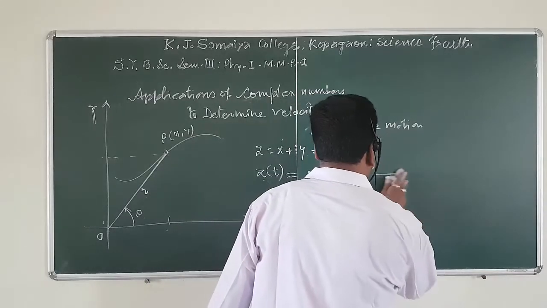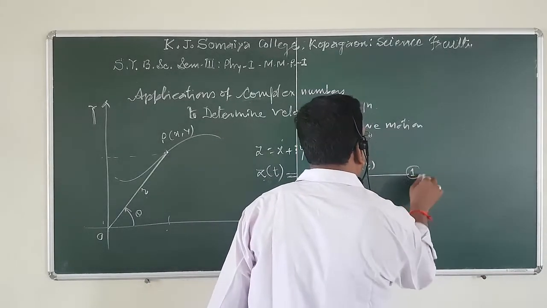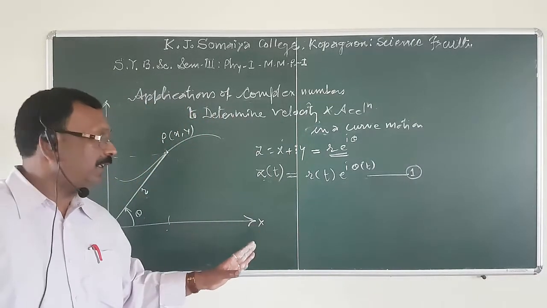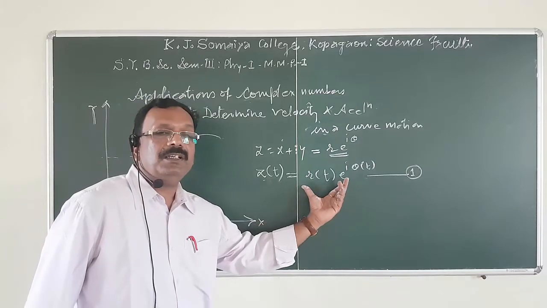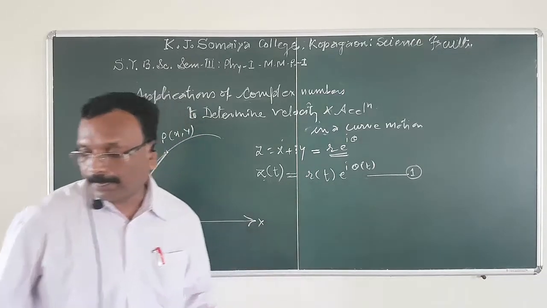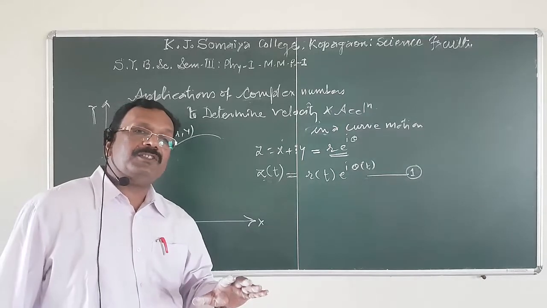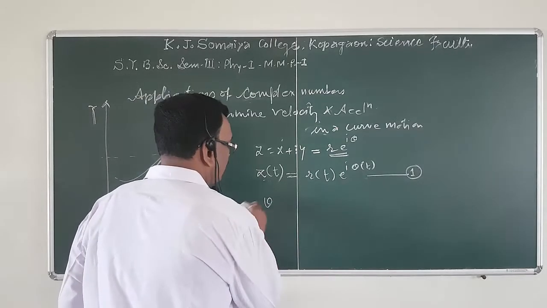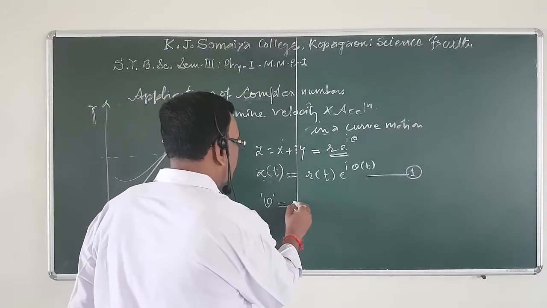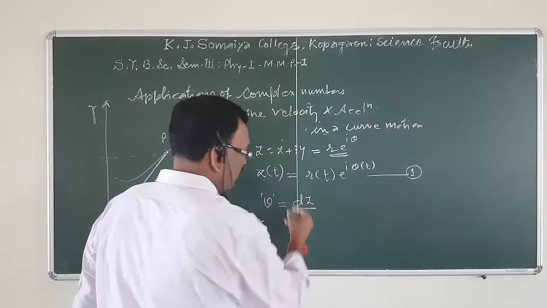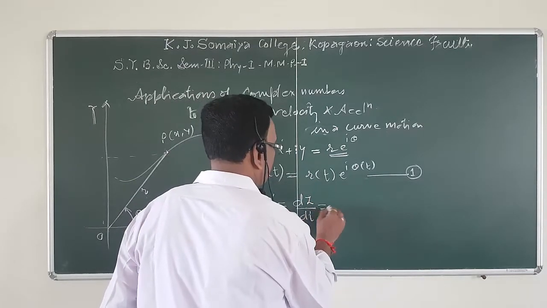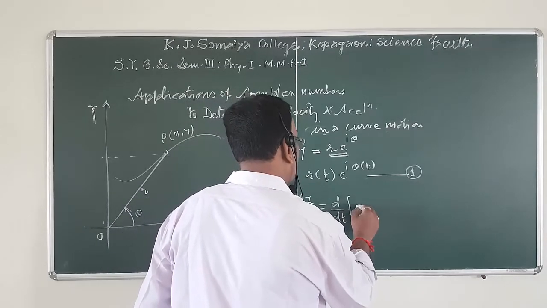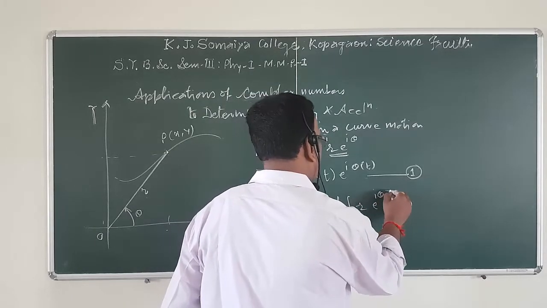And this equation, suppose this is equation 1. Now, in order to obtain the complex velocity, we have to differentiate this equation with respect to time t, because we know that rate of change of displacement is nothing but velocity. Therefore, in order to obtain the complex velocity v, we have to differentiate this z with respect to time, that is dz by dt, or simply d by dt of r e raised to i theta.